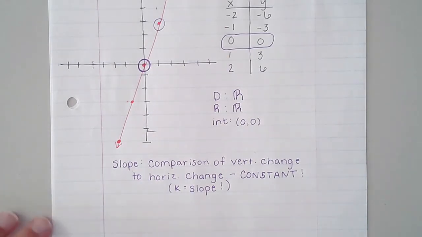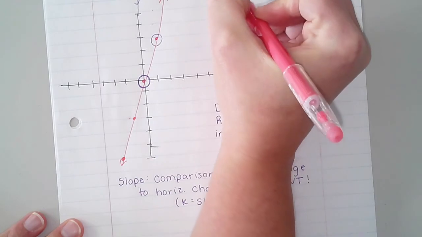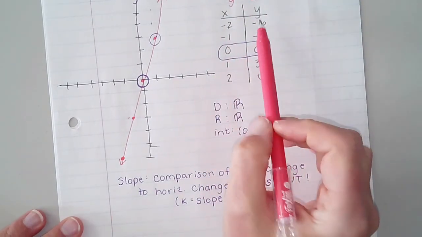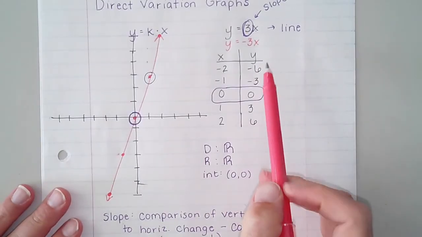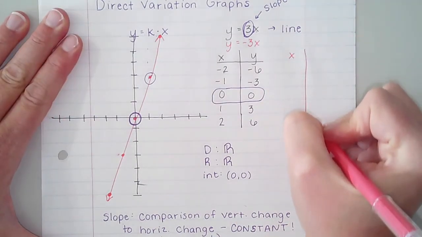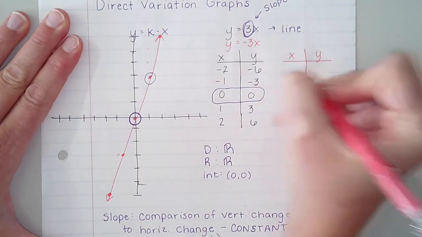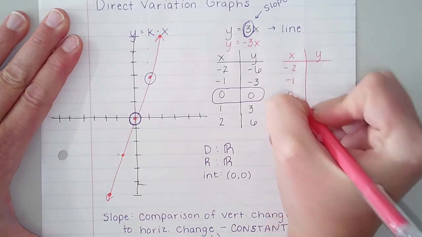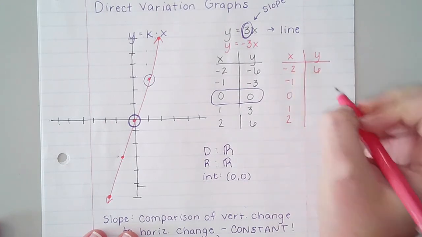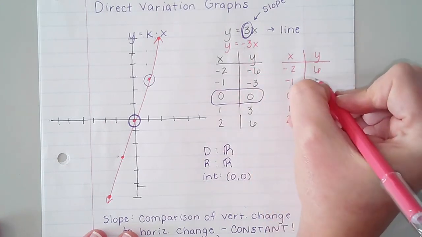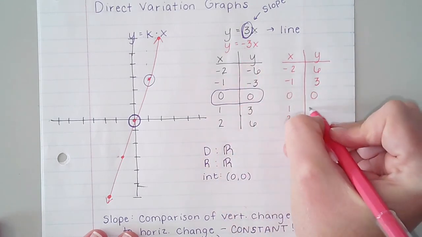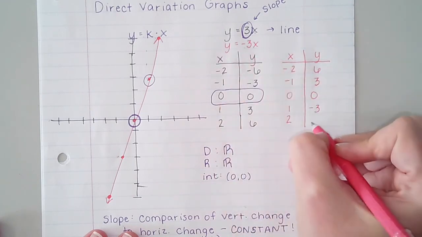So now let's say that I was going to work with y equals negative 3x. I want you to think about what that would do here in my table. So y equals negative 3x. If I multiplied, and actually maybe I'll just make a new table. So now when I go negative 3 times negative 2, I'm going to get positive 6. Negative 3 times negative 1 gives me positive 3. My 0, 0 is still there. Negative 3 times 1 gives me negative 3, and then negative 3 times 2 gives me negative 6.